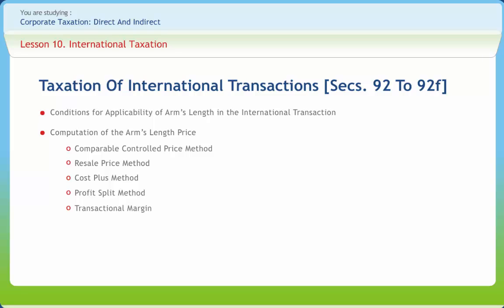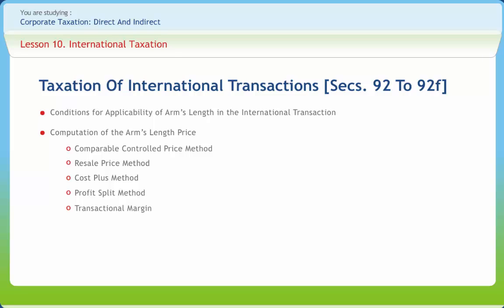The transaction net margin method. The steps involved in the application of this method are: identify the net profit margin realized by the enterprise from the international transaction. The net profit margin may be computed in relation to costs incurred or sales affected or assets employed or any other relevant base.